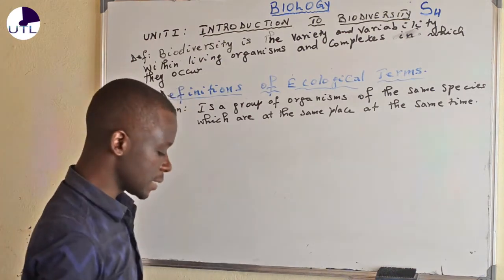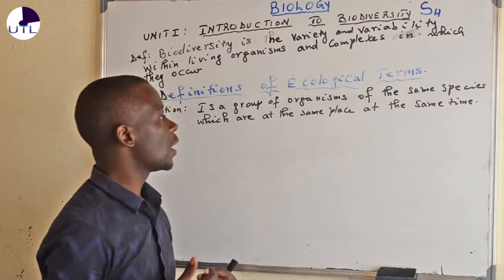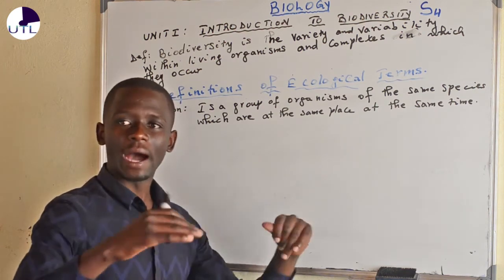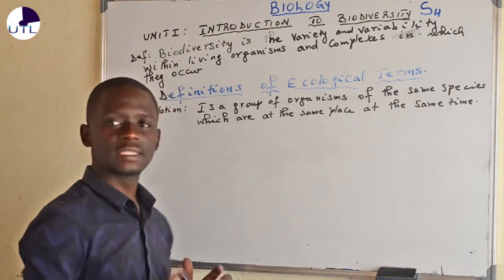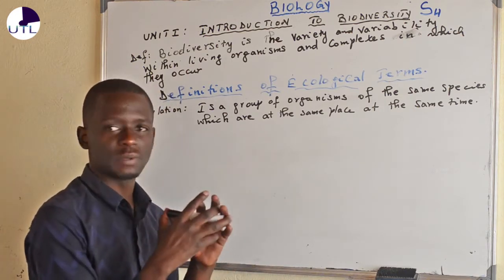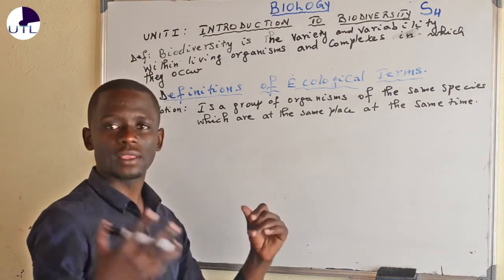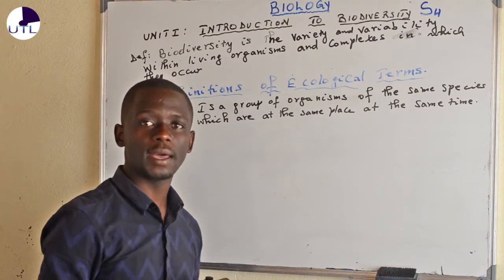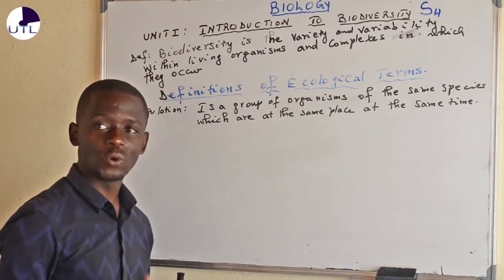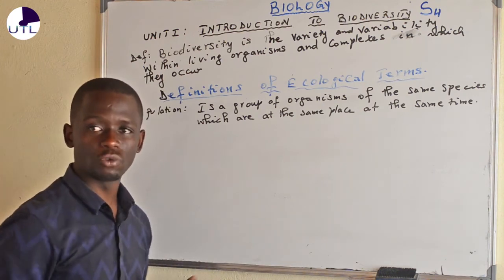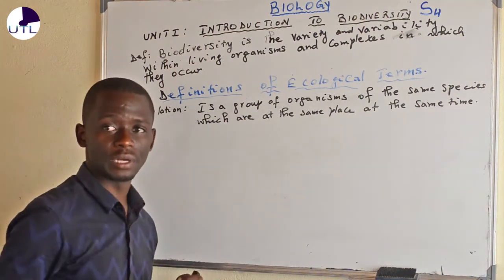For example, dear students, human beings in Rwanda, we are of the same species and we are of the same population because we are all in Rwanda at the same time. Another human being who is in China, we are of course of the same species because he is human too, but we are not of the same population because we are not in the same country at the same time. Another Rwandan who lives in America or Europe, we are of the same species, but we are not of the same population.